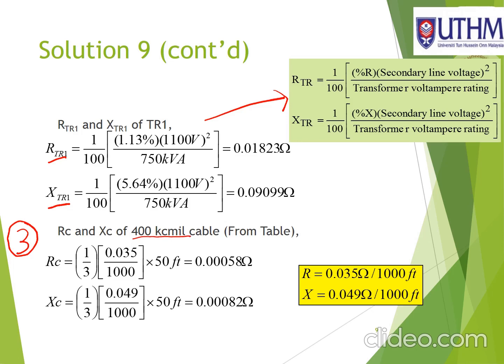We have to refer to the table to get the R and X values for these types of cable. Referring to the table, we divide this value by 1000 and multiply by 50 feet, because the question mentions the length of the cable is 50 feet. And we have to divide by 3, because the question mentions there are 3 400 kcmil copper conductors per phase. So we divide by 3 to get 1 copper conductor per phase.